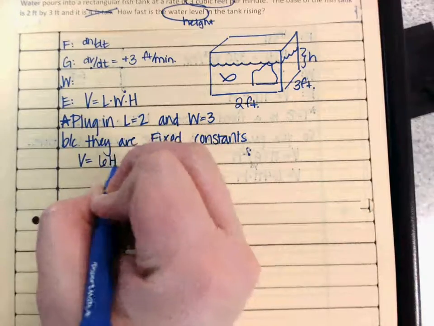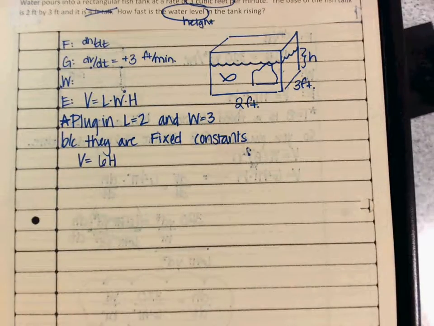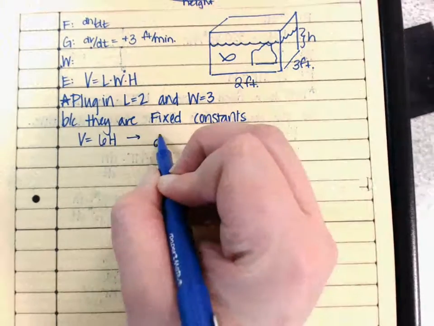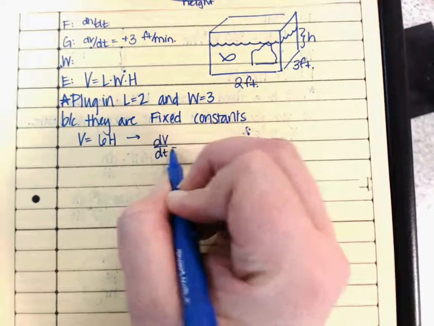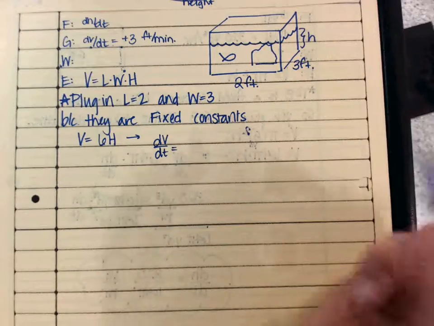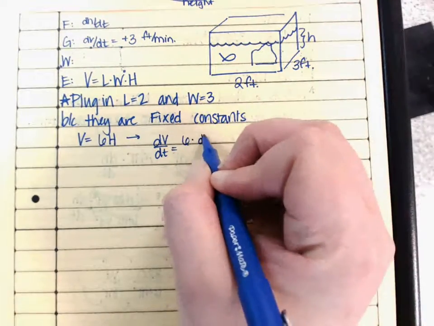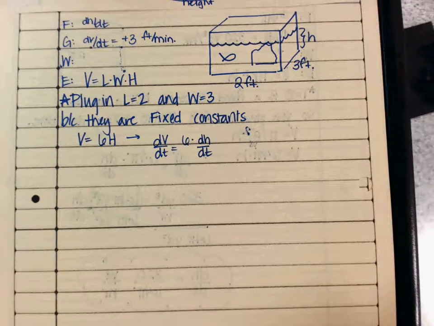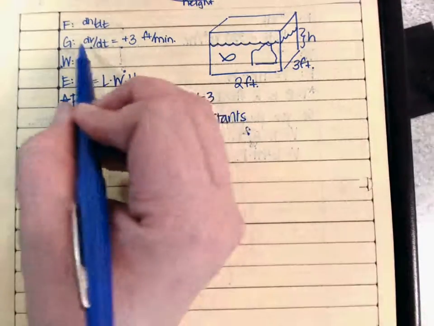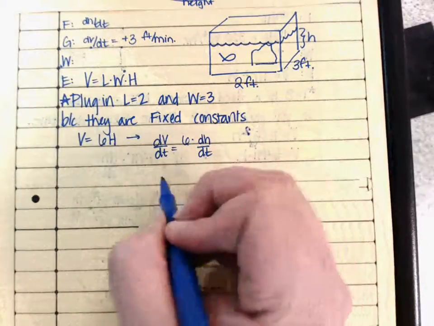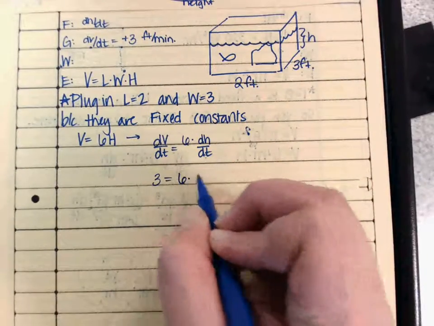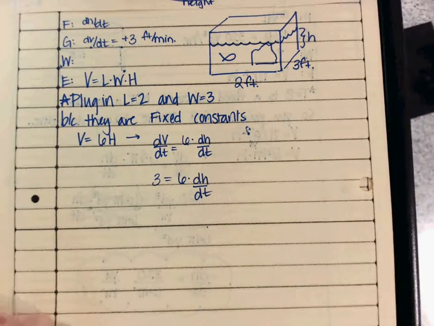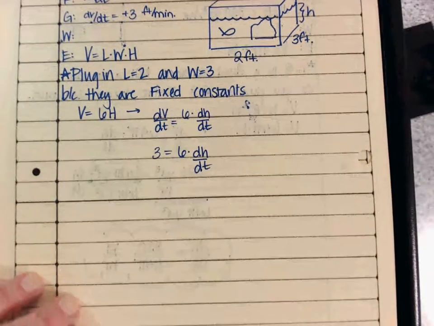6H. Okay, then just to try to hurry so we don't run out of time, what's the derivative of V? dV dt. What's the derivative of 6H? 6 dH dt. And then what is the dV dt for the volume? 3 equals 6 dH dt. Then when I solve for dH dt, what would I do with the 6? Divide it.